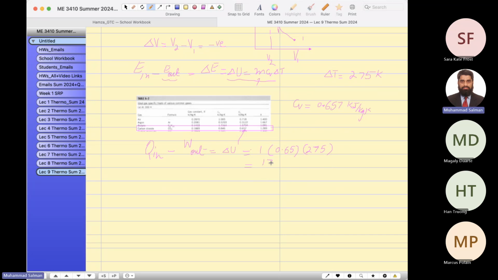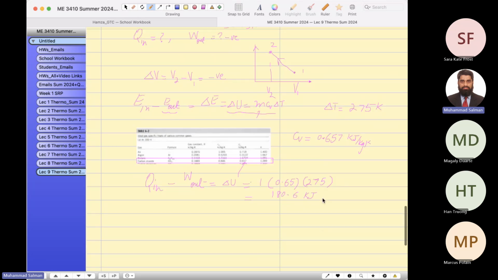So Hans has 178.75. Any other who seconds this answer? Okay, that's good. 180.6. So I would assume this is 180.6 because two students have the same answer. So let me write down 180.6 at the moment. Okay, a little bit of error is not a big deal.